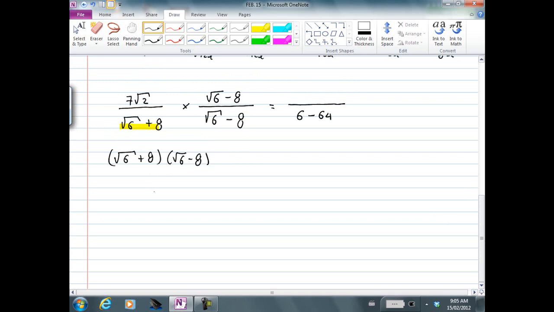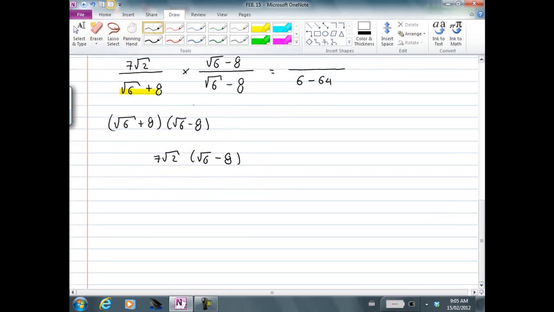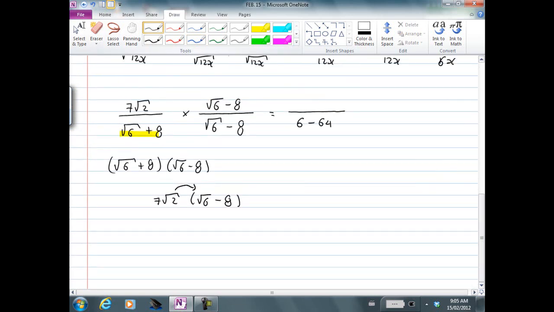If I look at the top part, I have 7 root 2 times root 6 minus 8. So let's just FOIL this out right now. FOIL. So that gives me 7 root 12 minus 56 root 2. The problem is this, we're not done yet. We can simplify a lot more.